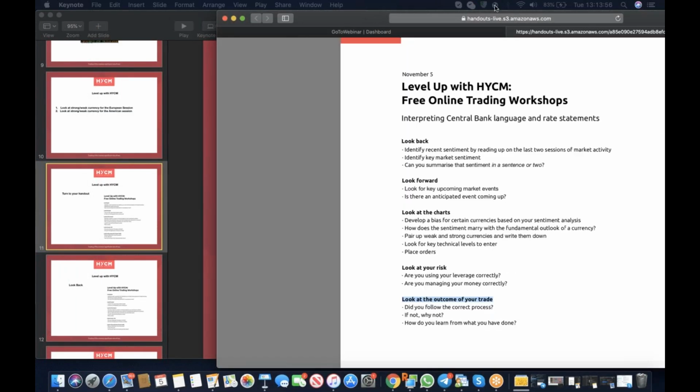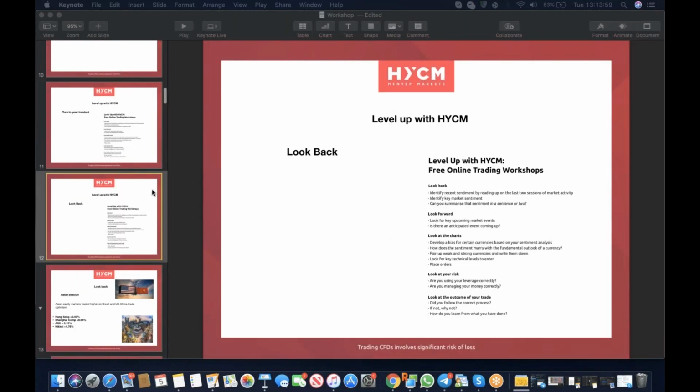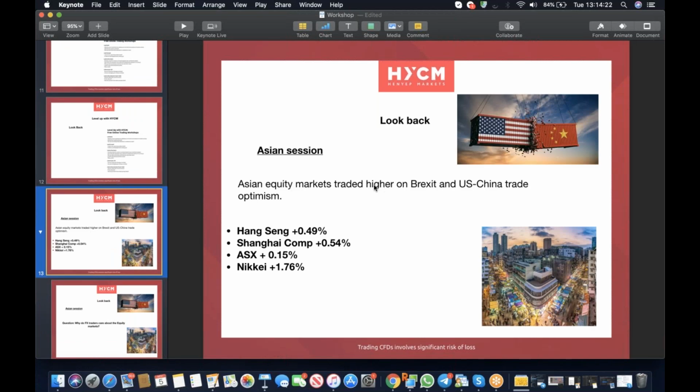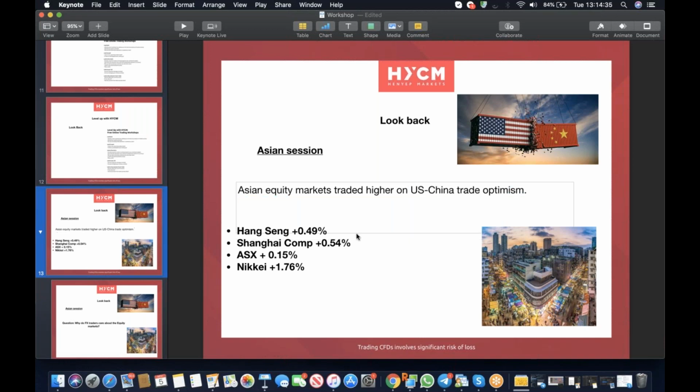So just quickly turn to that, and we'll start going through the key things. So the first thing we're going to do is look back. We want to read up on the last couple of sessions, and we want to summarize that sentiment in a sentence or two. We really want to try and get a handle on that, okay? So in the Asian session, Asian equity markets traded higher, and the message that was clearly out on all the news feeds was not Brexit, but US-China trade optimism. And that's where we saw this increase in these Asian equity markets, okay? So that gives us a clue.